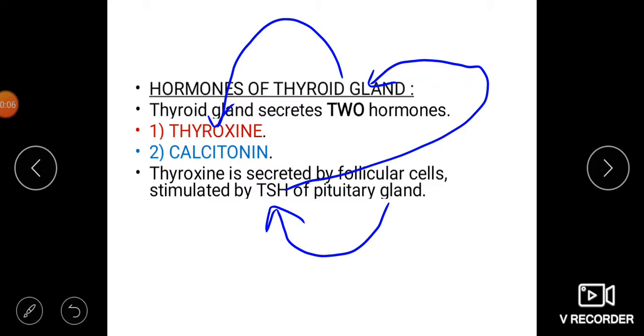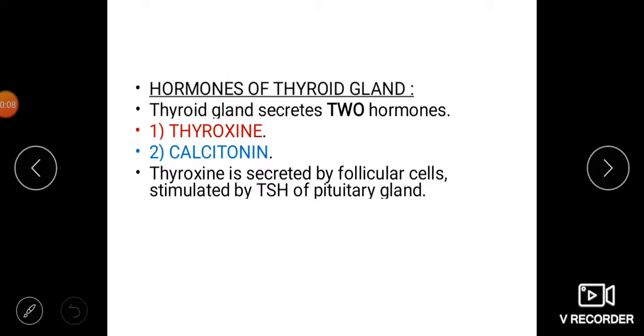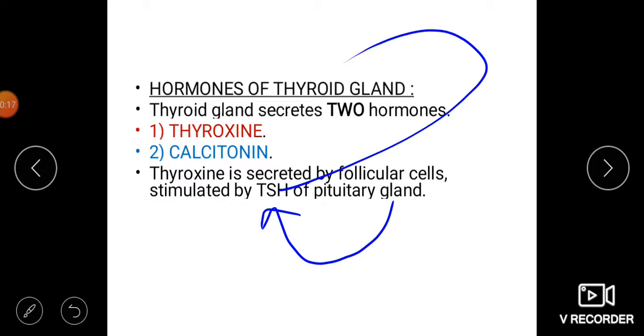so that the thyroid gland will be able to produce a hormone called thyroxine. See the relation. Pituitary gland secretes TSH, thyroid stimulating hormone. Thyroid stimulating hormone stimulates the thyroid gland so that it can secrete the hormone thyroxine. This is the relation between them. Thyroxine is always produced by the thyroid gland. For the thyroid gland to produce thyroxine, TSH is required, and TSH comes from the pituitary gland.